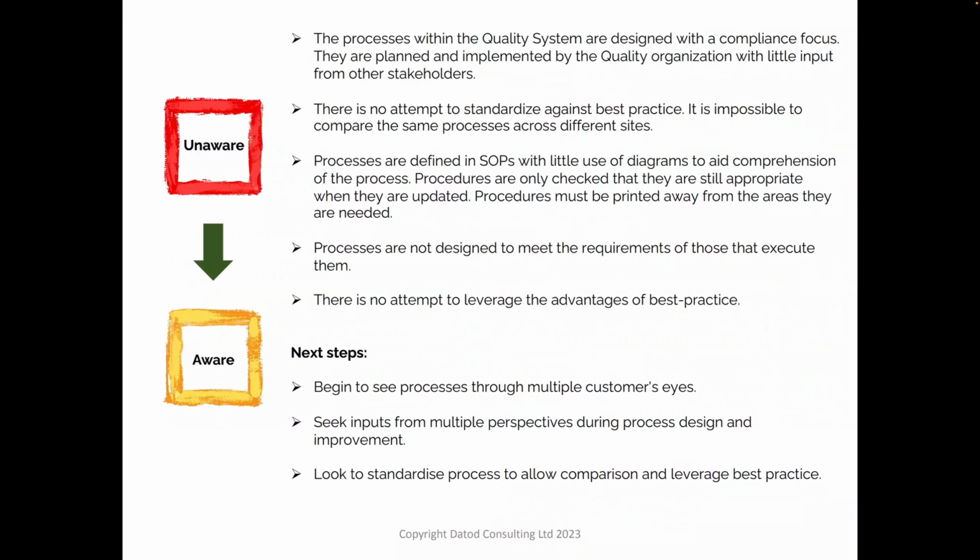So to move through the maturity level to the next level, an organisation has to start looking at the processes through multiple customers' eyes. We talked about the three customers earlier, and really seek inputs from multiple perspectives during the design and the improvement of processes, and begin to look to standardise processes across different areas and allow comparison between areas, but also leverage best practice in terms of how activities are performed within the quality organisation.